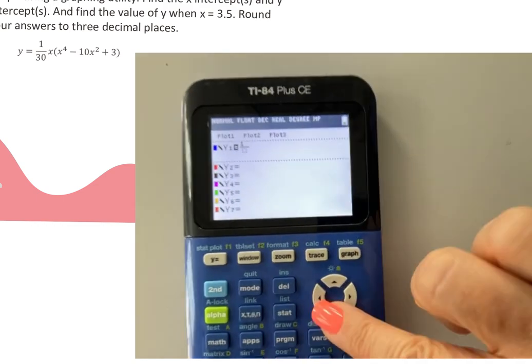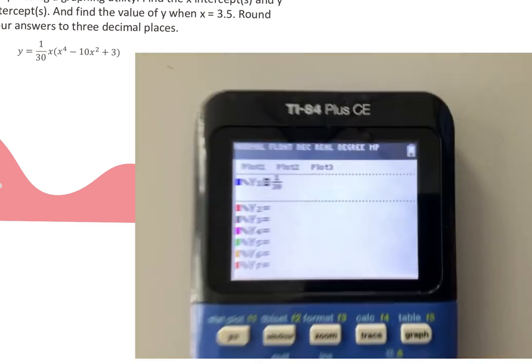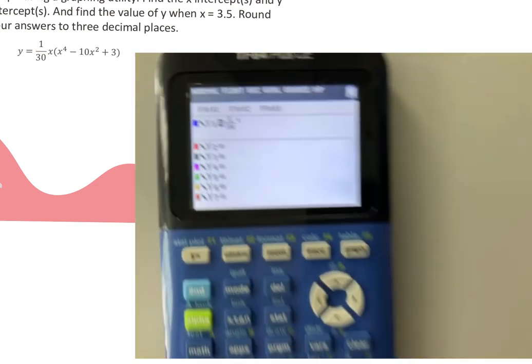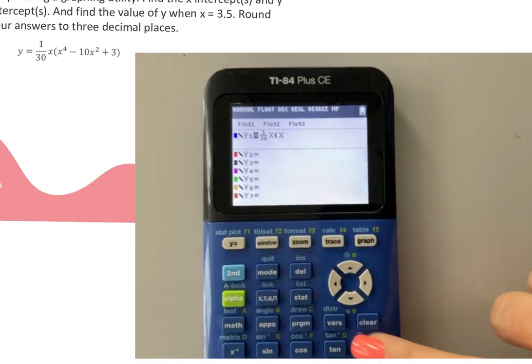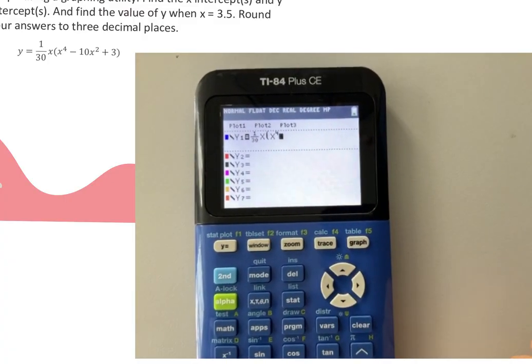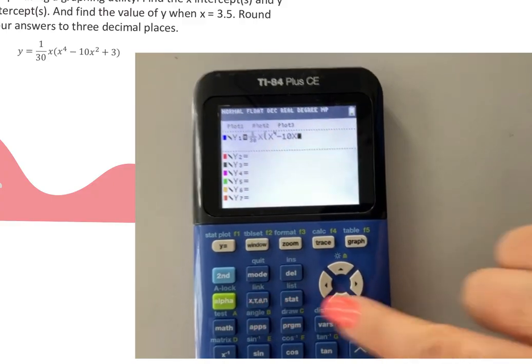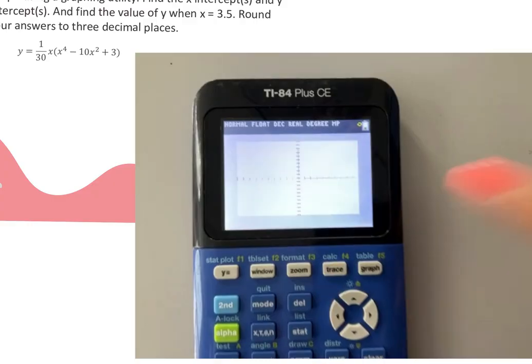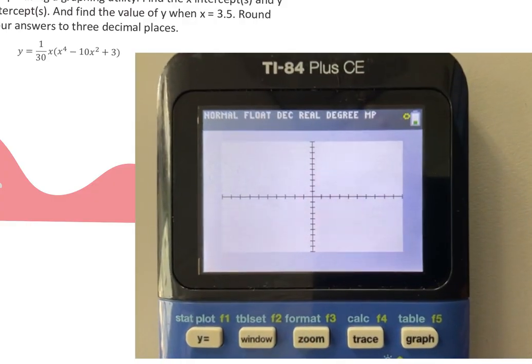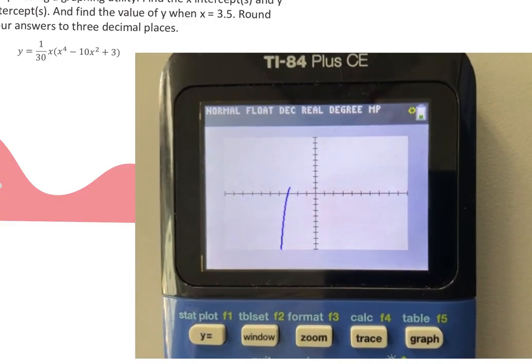So I'm going to type in the 1, the 30, arrow next to it. Your variable key is next to the alpha, so there's my x. Open the parentheses, x to the 4th, come out of the exponent, minus 10, x to the 2nd, plus 3. Enter and graph. And then we wait.